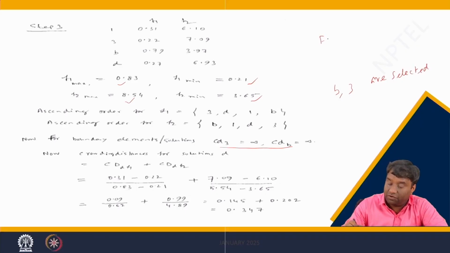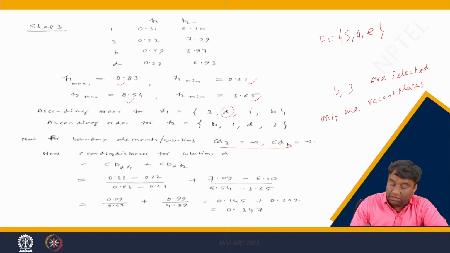Initially front 1, 5 comma A comma E, these are selected. So there is only one vacant place, and this place can be filled by either D or 1. Whichever has the greater crowd distance will be selected. So we need to do the crowd distance.